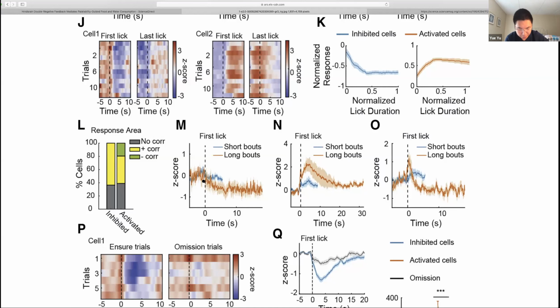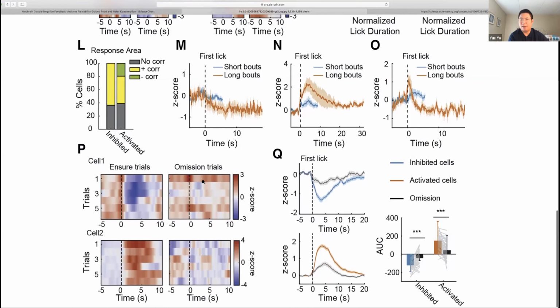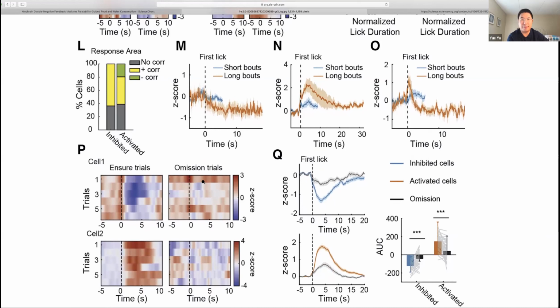And in P and Q, they just add in the omission trial. Omission trial, I think, is also part of the behavioral training where they provide the cue, but they don't provide food. I don't know if my understanding is correct. Compared to Ensure, I think omission is just failing to provide the actual food. Yeah, there's nothing coming out of the spout. So this is not a purely motor dependent activity. Right. So the act of licking based on the cue is not sufficient to stimulate or inhibit the neurons. Yeah. So it is still related to the feeding circuits here.